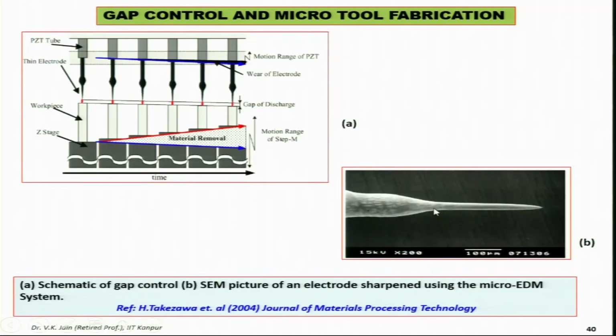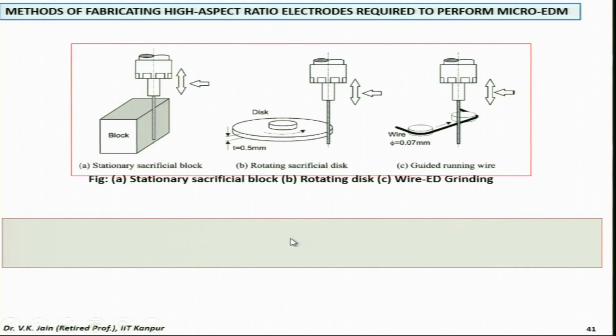Now you can see here, this is the tool, and the tip of this tool is very, very small, maybe 50, 60 or 40 micrometer. This is 100 micrometer, so it comes out to be a few tenths of a micrometer only. Now how to make these tools?